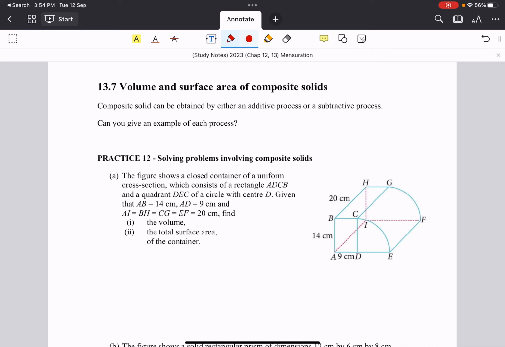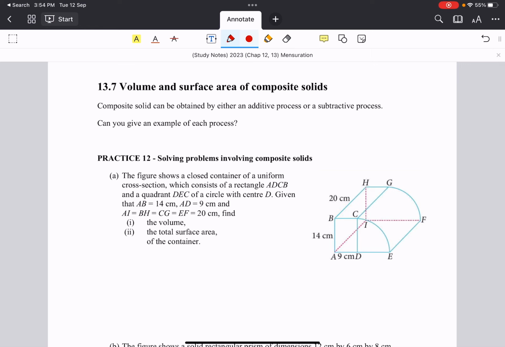So composite solids, basically we have learned about all the various solids such as the cylinder, the prism, the pyramid, the cone, the sphere, etc. Sometimes they combine together to form another shape, right? And when they do that, we just need to read the question carefully and work out the parts individually.